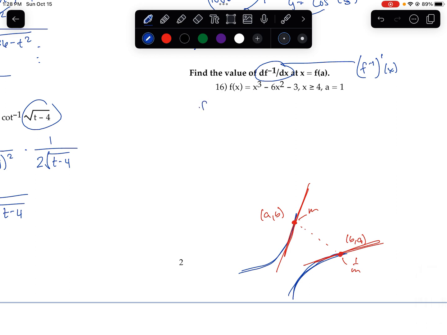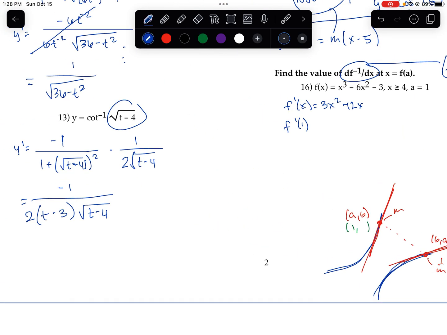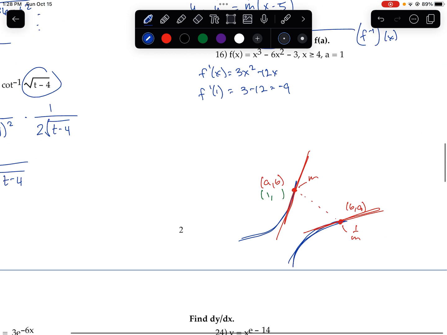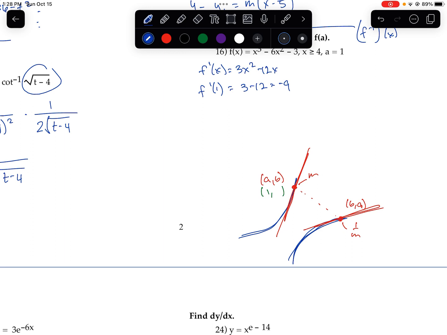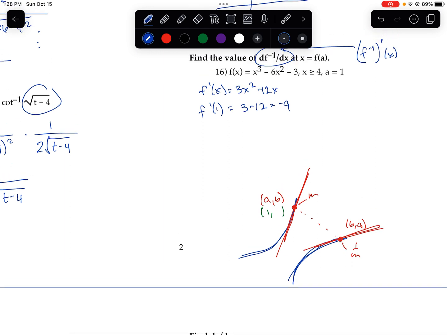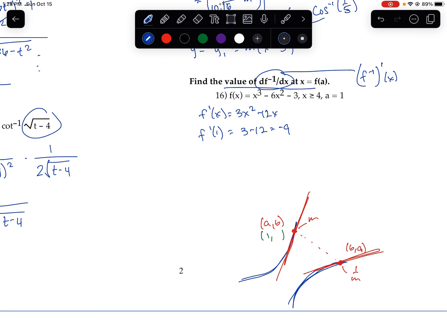So we just need to find the derivative. The derivative of f of x would be equal to 3x squared minus 12x, right there. And then we can plug in the number. So f prime of 1 we're looking at here. So basically what we're saying is that this is at the point 1 right here, so the derivative at 1. And that's going to be equal to 3 minus 12, which will be equal to negative 9. So all we're saying is that the derivative for the inverse function, which is what it's asking for, find the value of the derivative of the inverse function at this point right here.